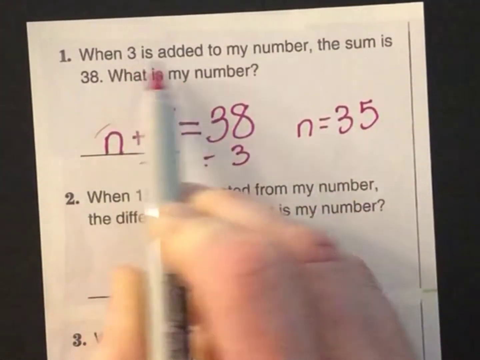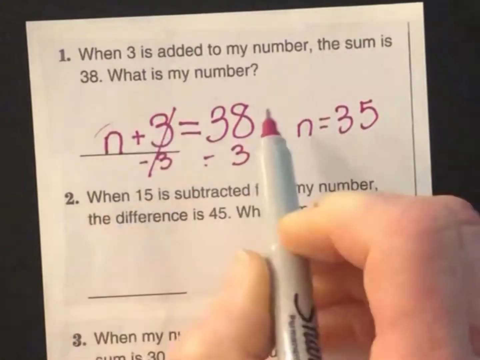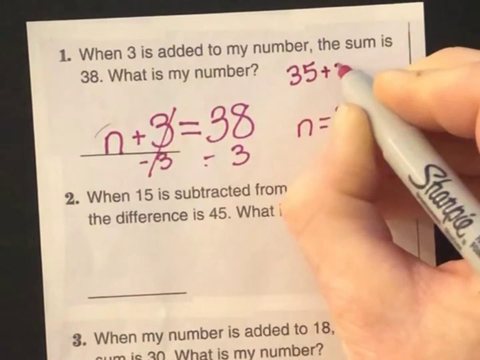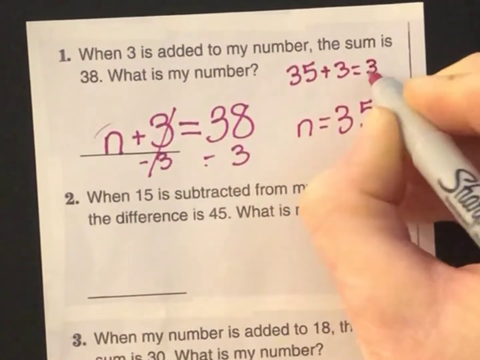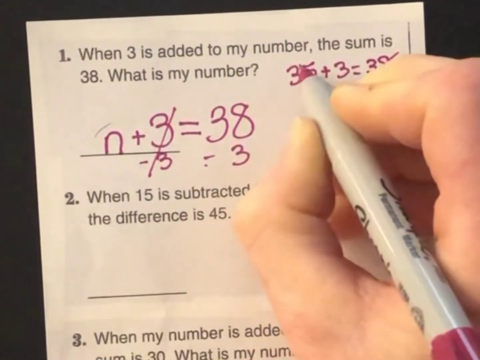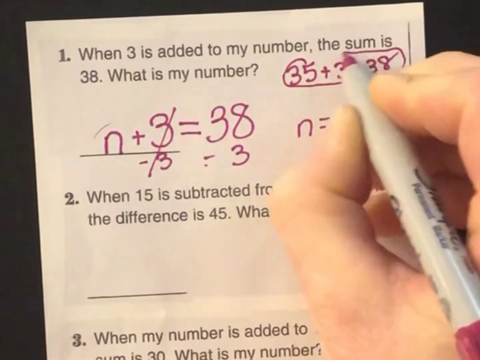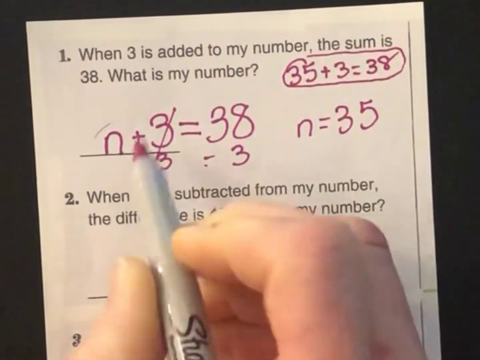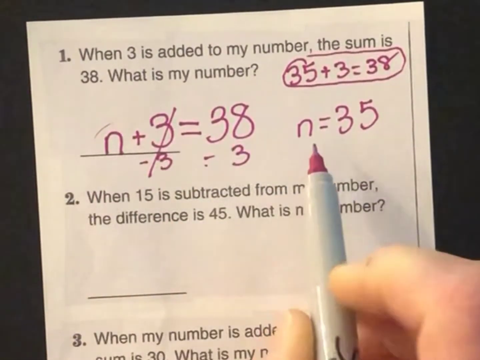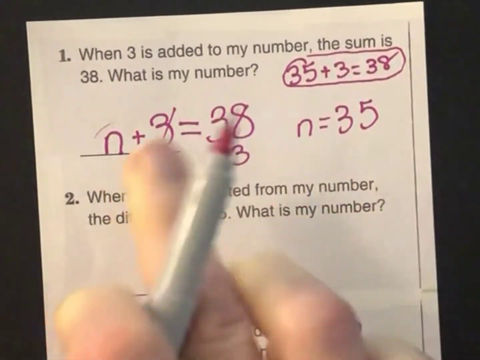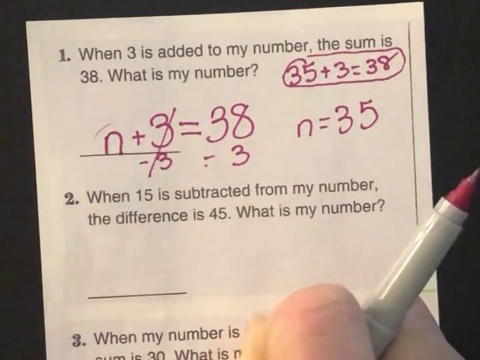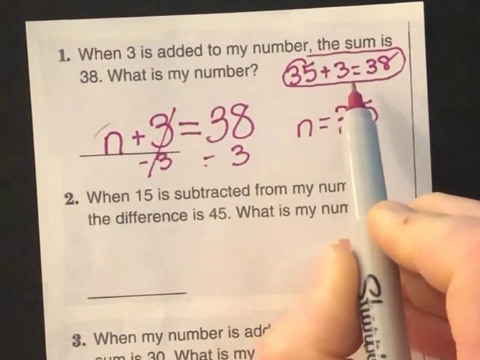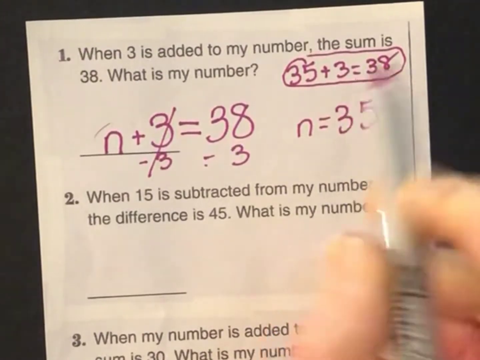So let's think. When 3 is added to my number, the sum is 38. So if I have 35 and I add 3, I get 38. Right. This part right here is just me checking my answer. Make sure on your paper that you have the equation and then you show what the mystery number is. So you've got to have this part and this part. There's 2 parts to these. This right here was just, like I said, just me checking my answer. This is not required, but it does help if you're not sure.